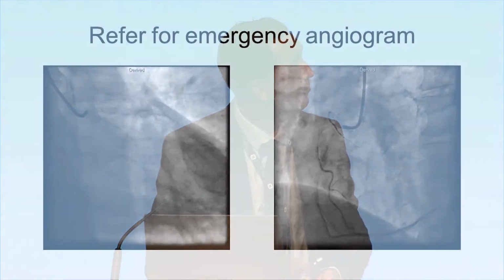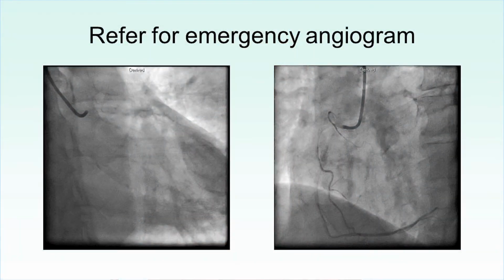So again, urgent angiogram is correct. So we'll go on to the angiogram here now. You can see complex disease here. That's almost a CTO in one territory. Inferior is not that bad.